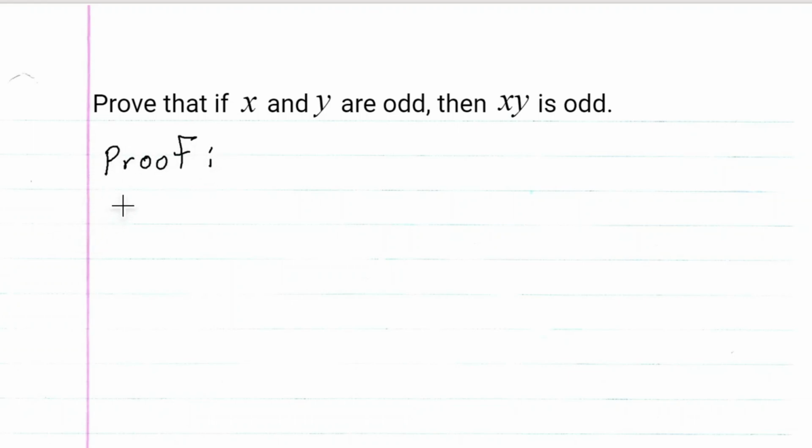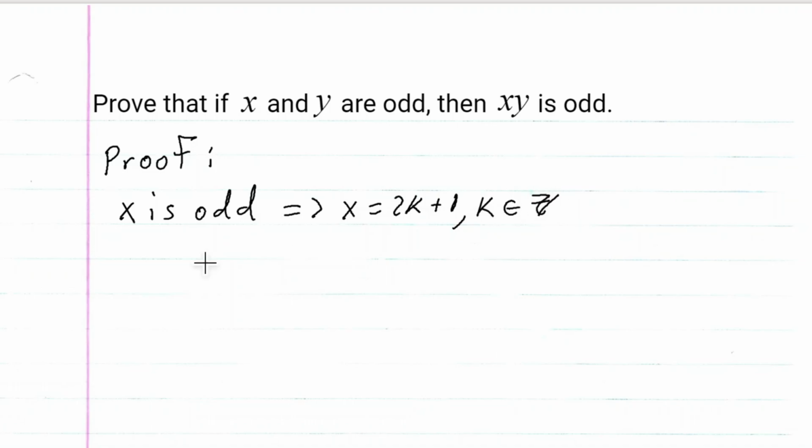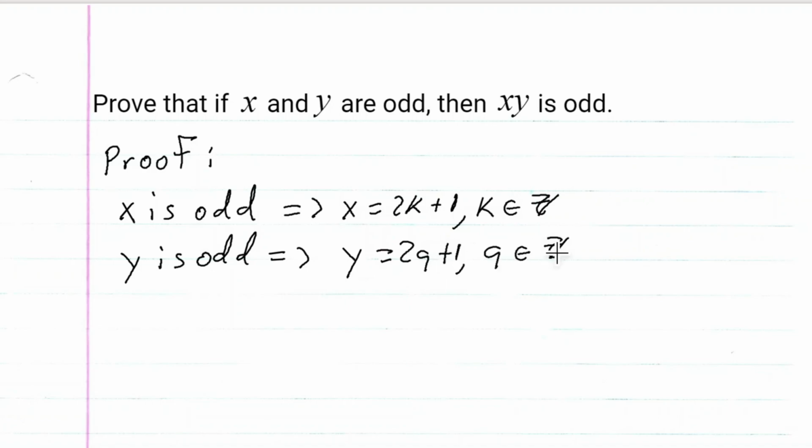Okay, so x is odd implies that x is equal to 2k plus 1, where k is an integer. y is odd implies that y is equal to 2q plus 1, where q is an integer. Okay, so now let's investigate what x times y will be.